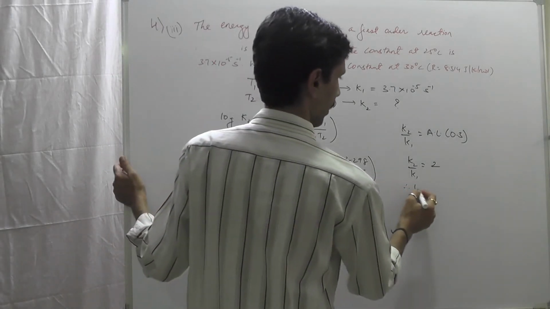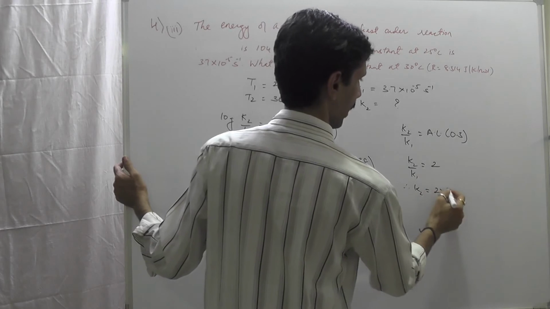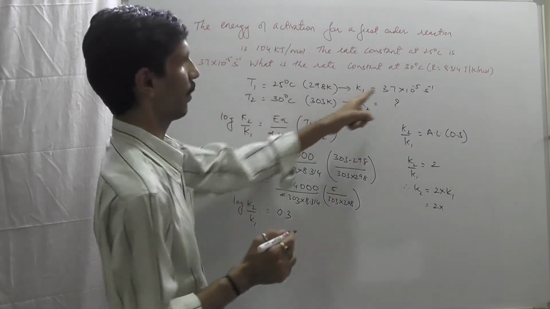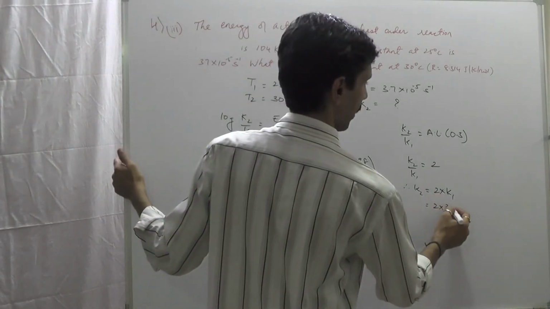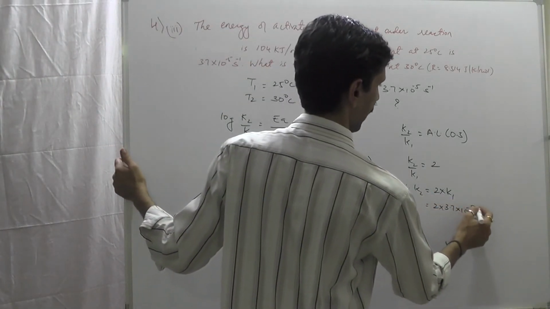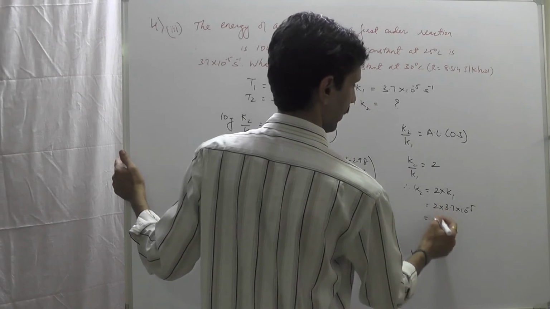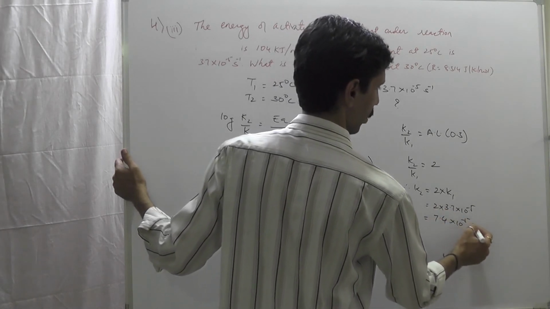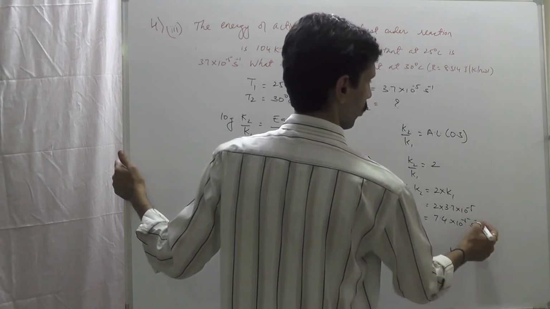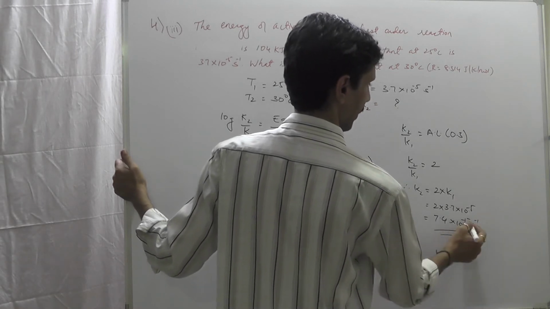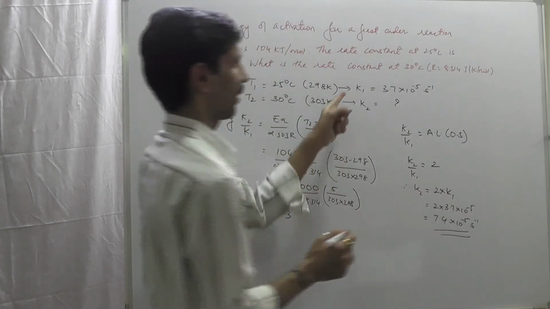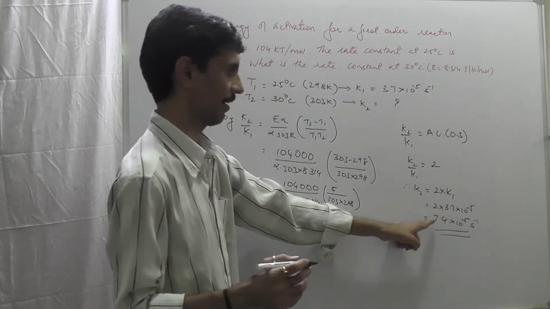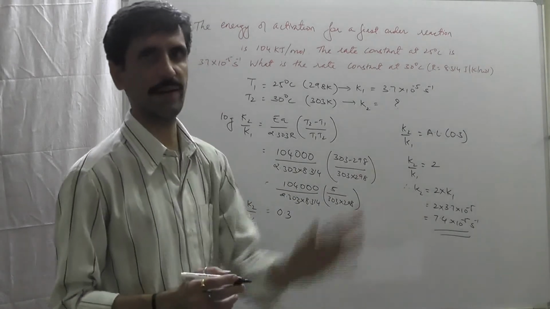सो देयरफॉर K2 विल बी इक्वल टू 2 इंटू K1. सो दैट इज इक्वल टू 2 इंटू K1 का वैल्यू दिया हुआ है, दैट इज 3.7 into 10 raised to minus 5. So that is equal to 3.7 into 2 gives you 7.4 into 10 raised to minus 5 और यूनिट वही रहेगा जो K1 का था and that is second inverse. Okay, K1 का second inverse है तो K2 also will be second inverse. Okay, so it is 7.4 into 10 raised to minus 5.